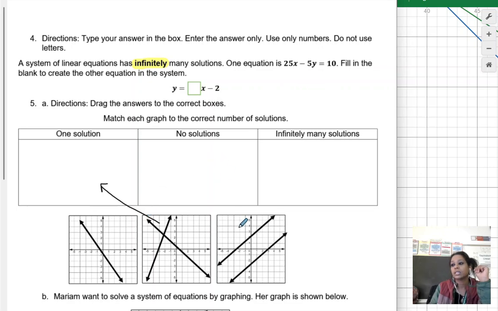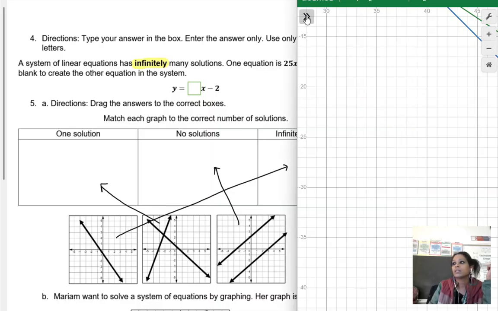No solution is when you have a pair of parallel lines. So that would be what a no solution would look like. And then the infinitely many solutions, which is what I'm interested in to help us with problem number 4, is when you graph the two lines, they end up being the same graph. Basically, they're the same equation.